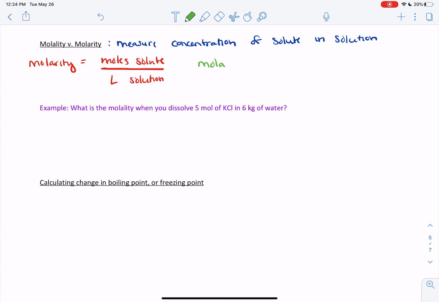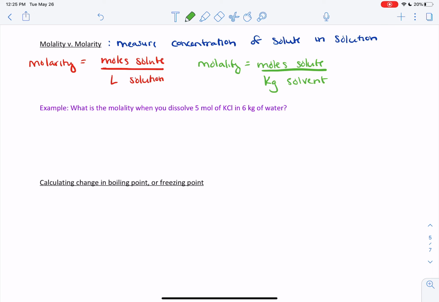Molality, this is our new term, is moles of solute divided by kilograms of solvent. So this is comparing a part, the solute, to another part, the solvent. It's not comparing it to the whole like molarity was. They're both different ways to measure concentration of solute in solution. So let's practice using molality.